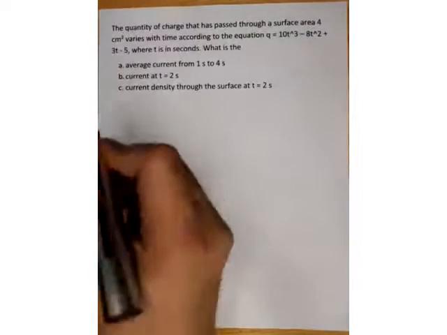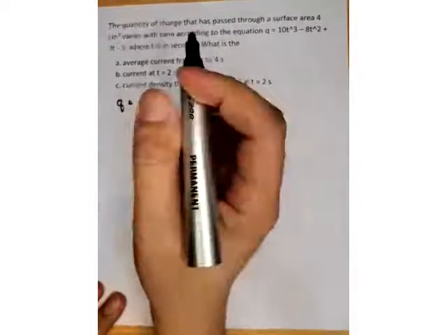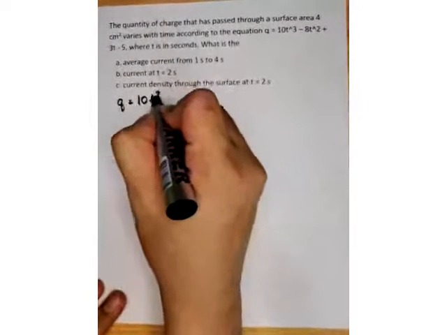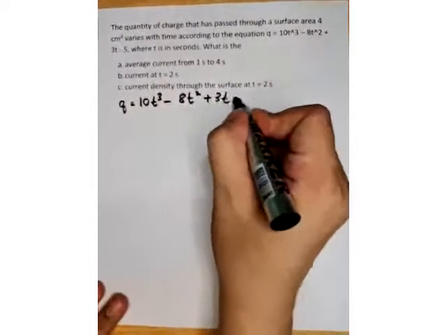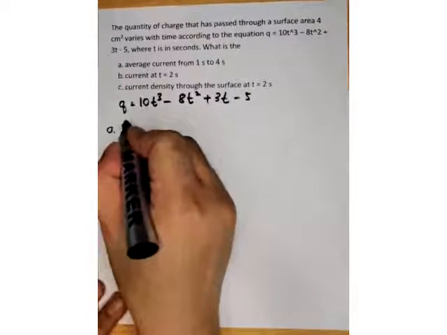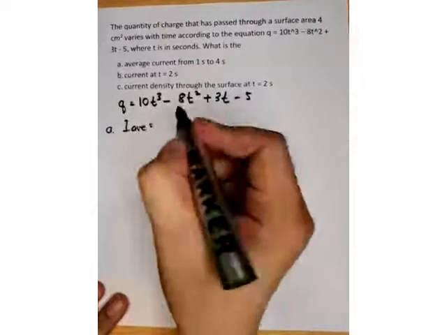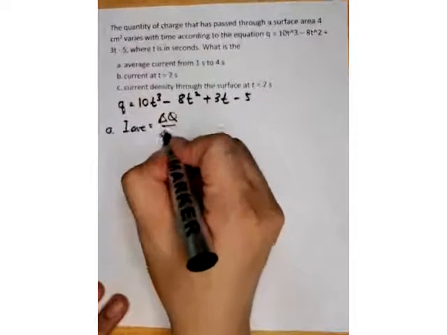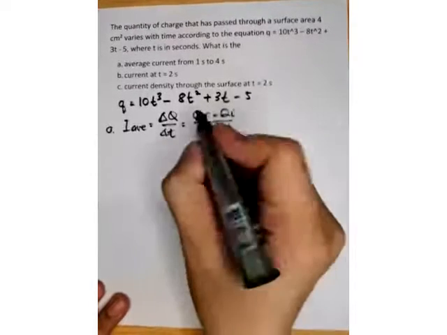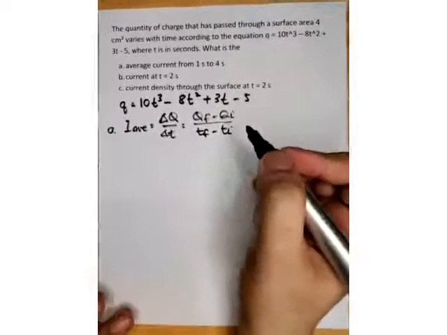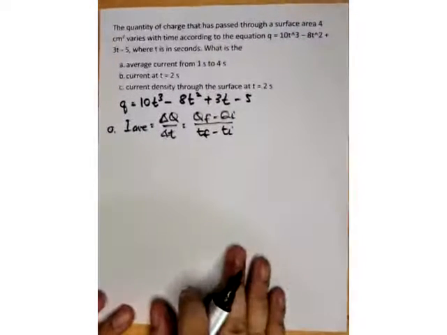Okay, so unahin na natin ang average current. Letter A. Ang Q natin ay equal sa 10t cubed minus 8t squared plus 3t minus 5. What is the average current? Ang average current natin is delta Q over delta T, that's equal to Q final minus Q initial over T final minus T initial. Wala tayong given na Q, but given tayo ng T initial. So, T initial natin ay equal sa 1 second.